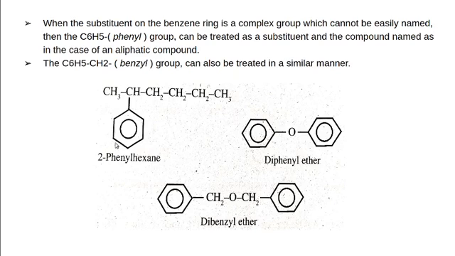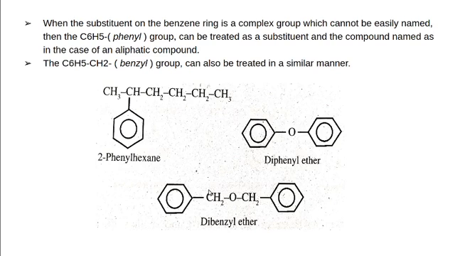So in this case, this is the parent compound and the phenyl group is a substituent. So 2-phenyl hexane. On the second carbon there is a phenyl group. So 2-phenyl hexane. This is diphenyl ether. On this phenyl group there is this large group. So this can be named as diphenyl ether. This part is the benzyl group. So dibenzyl ether. Actually on this phenyl group there is a large substituent.